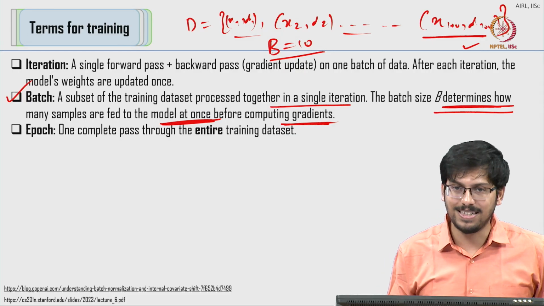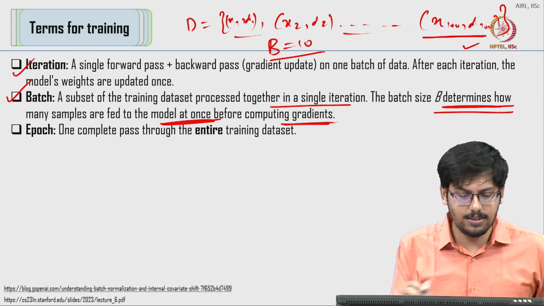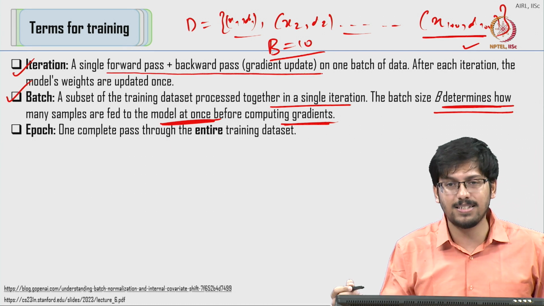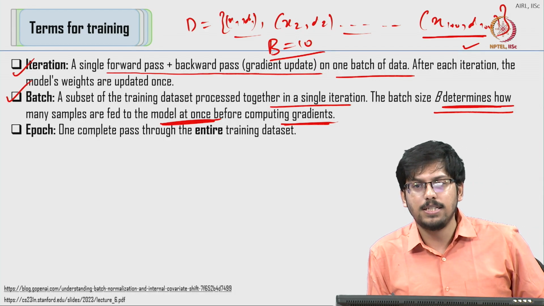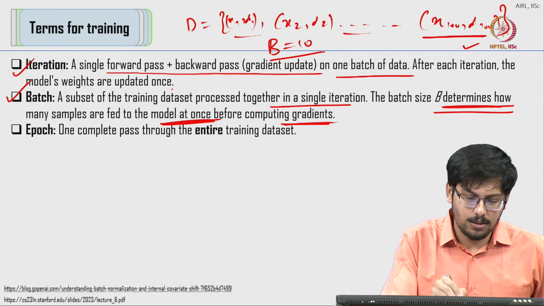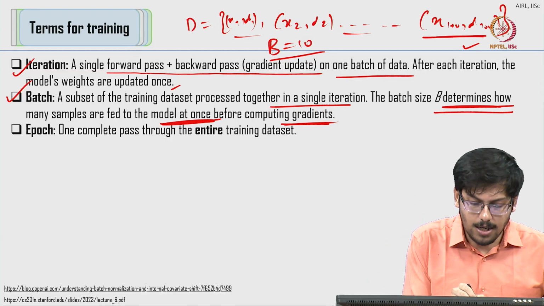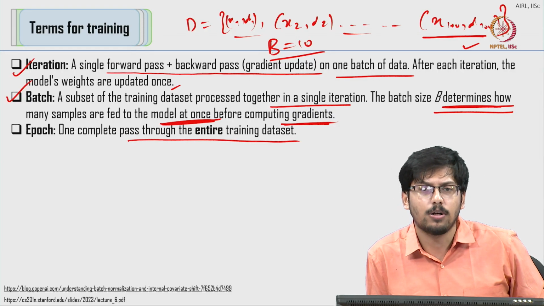Once we have a batch, we define the iteration. Iteration is essentially a single forward and backward pass, which is we have passed it on to the model and we have updated on one batch of data. So if my batch size is 10, that is one iteration. After each iteration the model's weights are updated. And lastly, a complete pass through the whole data set is defined as an epoch.